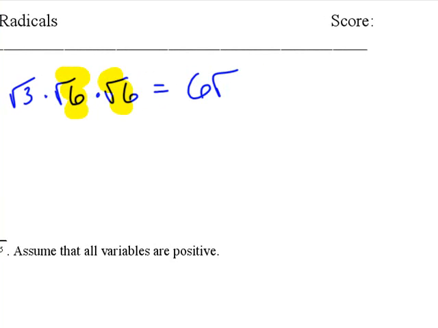And root 3 will not simplify. It's as simple as it gets. So number 1 is 6 root 3. That's as far as we can take that in its simple radical form.